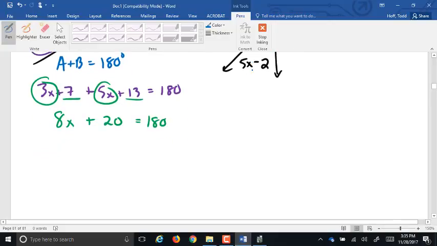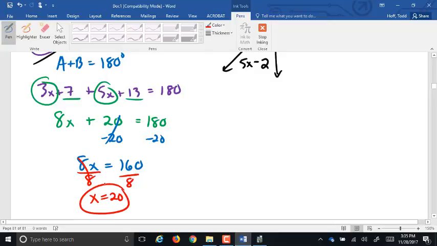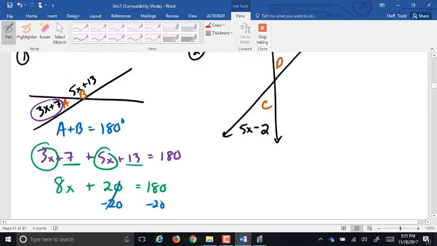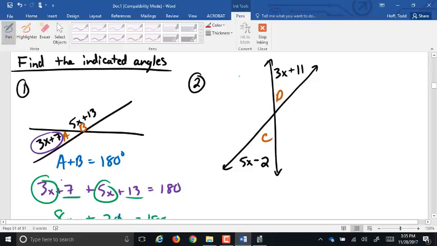What am I going to do first? Subtract the 20. So 8x equals 160, and then divide by 8. Perfect. So x equals 20. Now that doesn't answer the question yet. We still need to go back up here and find each of the angles.